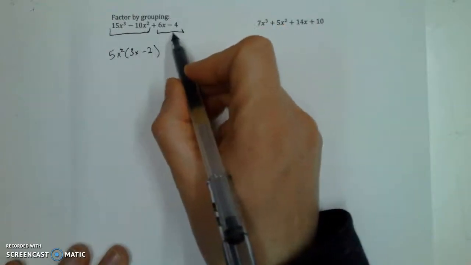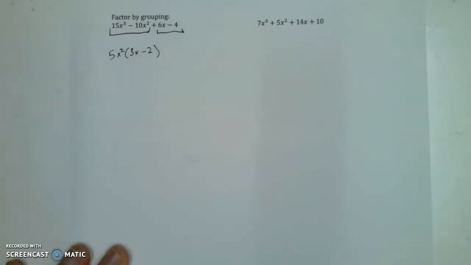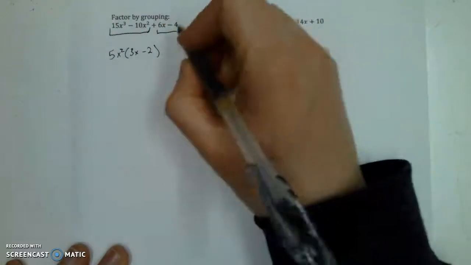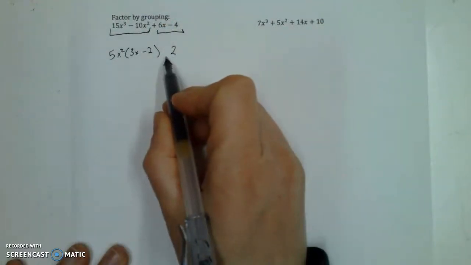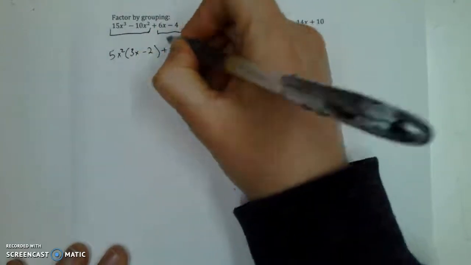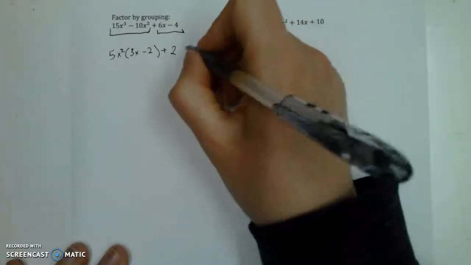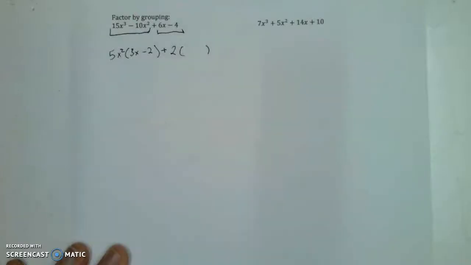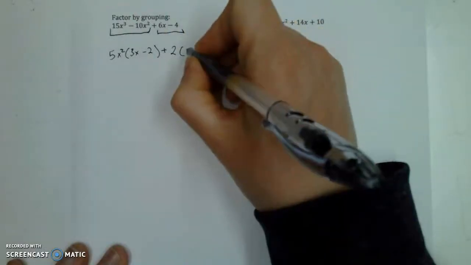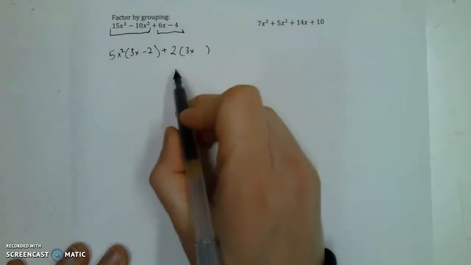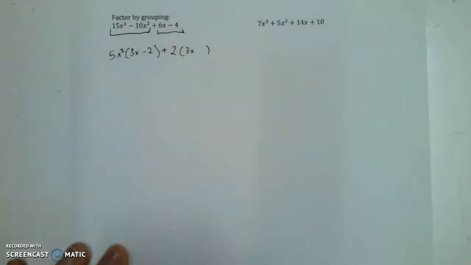And now let's look at just those second 2 terms. So once again, do they have anything in common? They have a 2. Now, I don't want to just leave a blank here, and I did pull out a positive instead of a negative, so I'm going to put a plus sign there. And then once again, what's left over? So 2 times what is 6x? That would be 3x. 2 times what is negative 4? That would be negative 2.